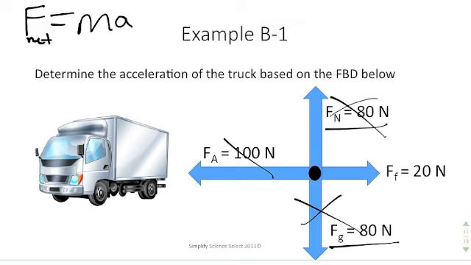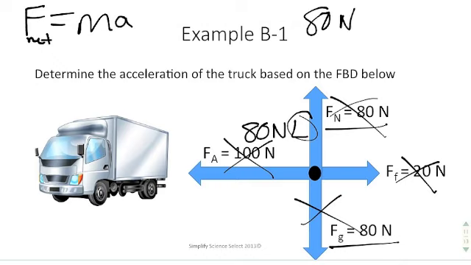I have 100 newtons left, I have 80 newtons right. Those don't cancel each other all the way out. Instead, what I'm left with is 80 newtons to the left. So my net force would be 80 newtons to the left, equals... now here's a problem, I don't have the mass, or so you may think.